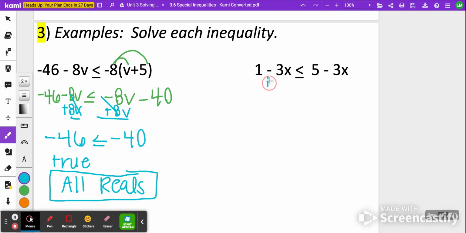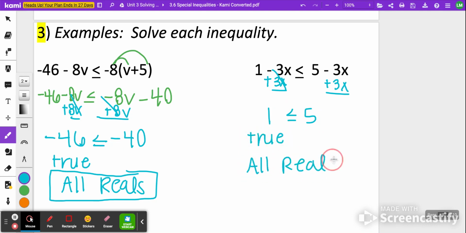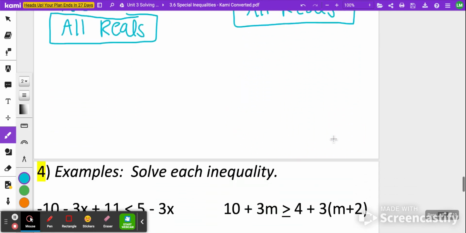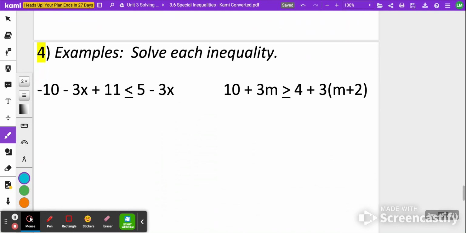Over here, when I add 3x to both sides, this one's a little bit more simple. Cancels out. I get 1 is less than or equal to 5. This is true. So I would also say all reals for this example, or all real numbers. Number 4 is going to bring some extra steps. So let's go ahead and try number 4.